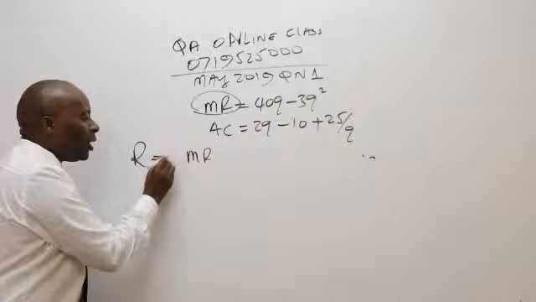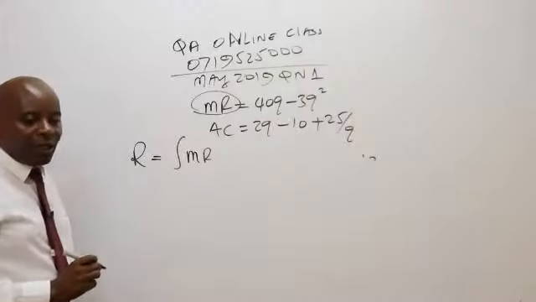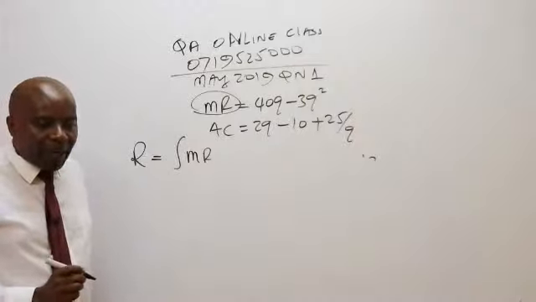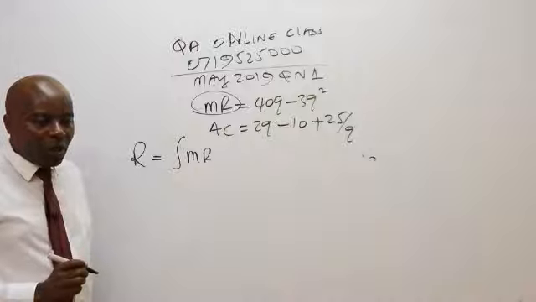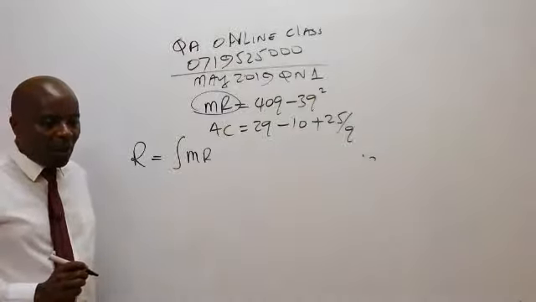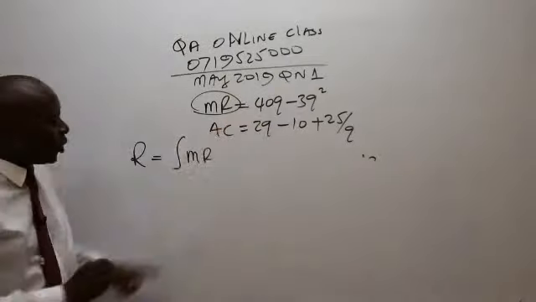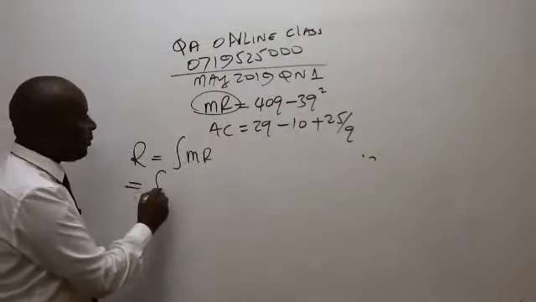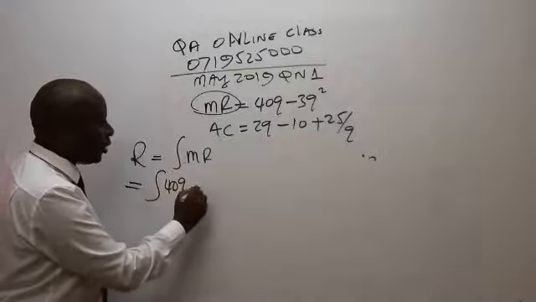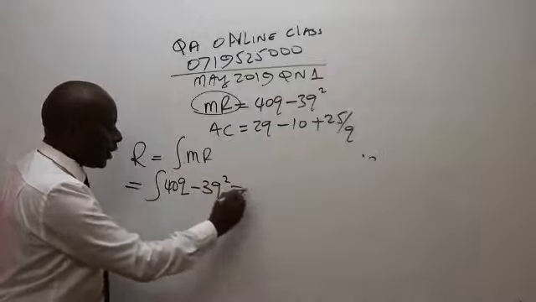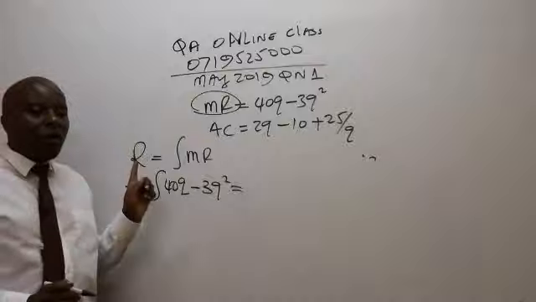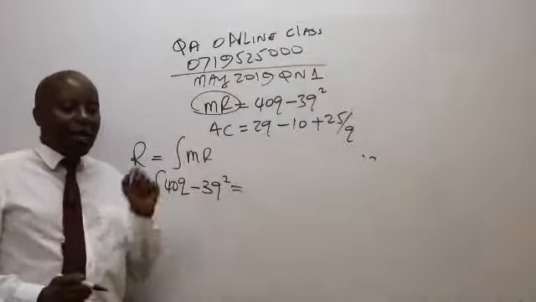what you need to do is to integrate the marginal revenue. So we want to integrate this marginal revenue here, which is 40q minus 3q squared. Could you kindly go ahead and integrate this for us?